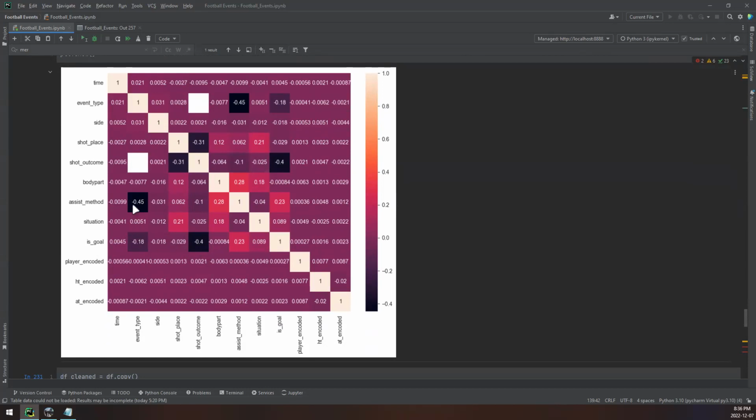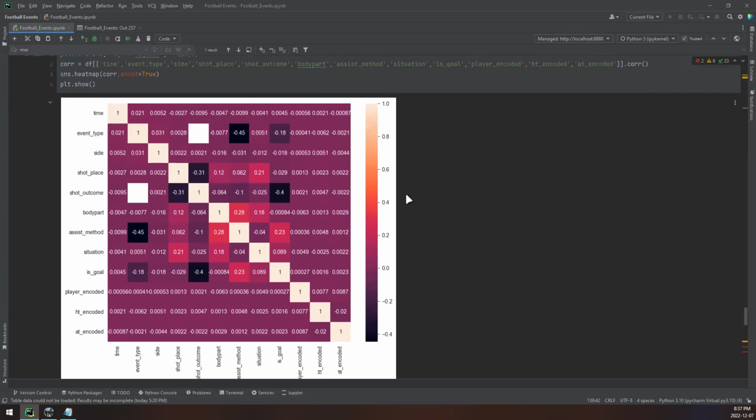Negative means it's an inverse correlation or something. But even so, it's too low to consider it a correlation, it's like 0.4. It's not like 0.7 or 0.8. I mean, there are no high correlation numbers in here at all.